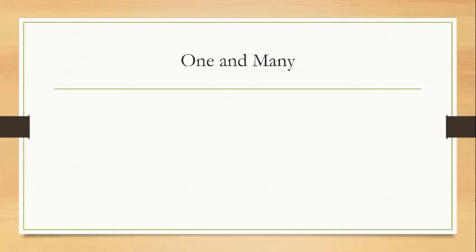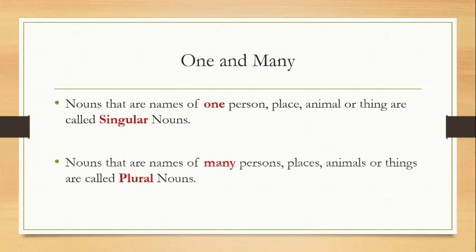In this topic, nouns one and many, first of all, we learnt about singular nouns and plural nouns. Nouns that are names of one person, place, animal or thing are called singular nouns. And nouns that are names of many persons, places, animals or things are called plural nouns. So we use singular for one and plural for many.